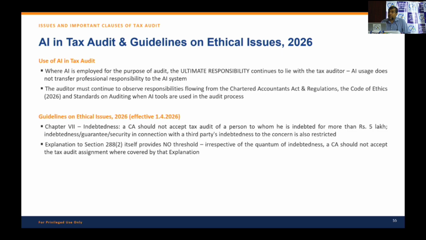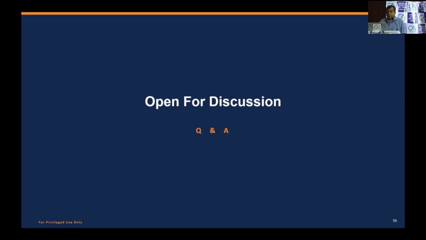Code of conduct gives a little higher amount as far as indebtedness is concerned. I think it is 5 lakhs. But when it comes to section 288 of the Income Tax Act, there is no such limit. So even a single rupee of indebtedness may be treated as a disqualification for being appointed as a tax auditor. So this is something which one should keep in mind.